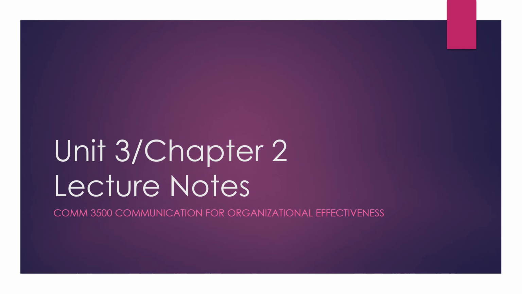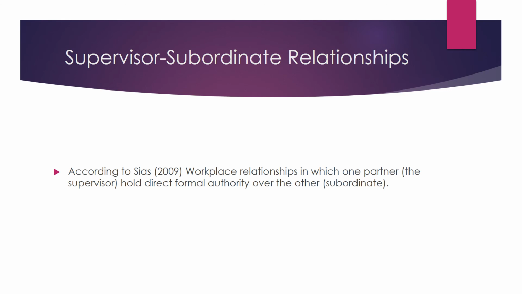So Sias asks us at the beginning of Chapter 2, what is at the heart of most organizations and work relationships? Hierarchy. We all experience it at work or in organizations or clubs that we belong to. And hierarchy is just simply a chain of commands that we all have to follow. And of course, this is also reflected in supervisor-subordinate relationships. So supervisor-subordinate relationships, according to Sias, are workplace relationships in which one partner, the supervisor, holds direct formal authority over the other, or the subordinate.